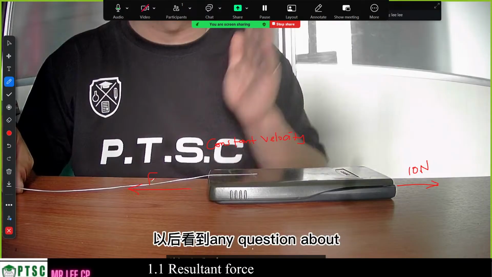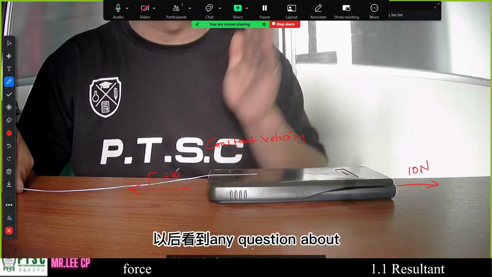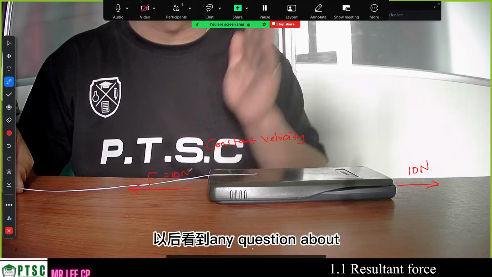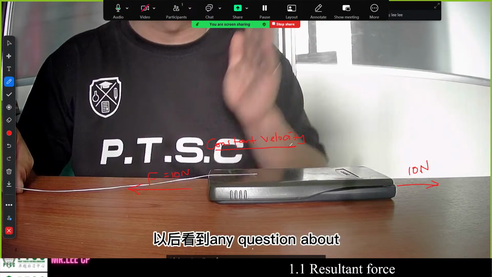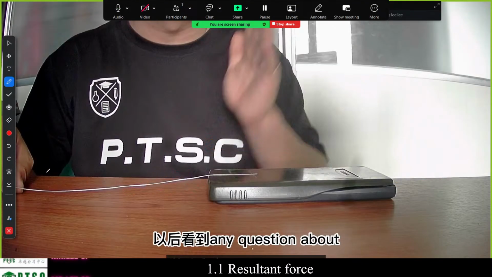What do you think? How much is the force that will make it move with constant velocity? Of course, it has to be 10, right? If you pull with 9, it is not going to move. Am I right? So when you see the words constant velocity, no need to do anything more, right? The back and the front will be the same.